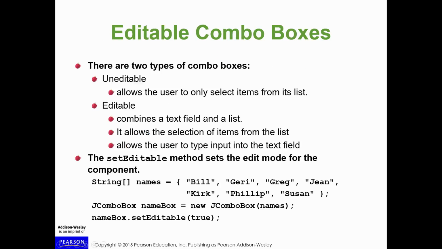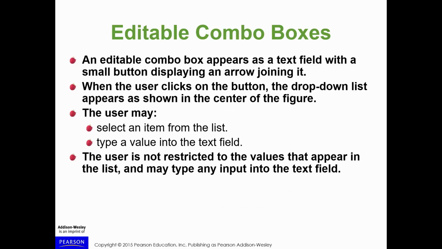All right. There's two types of combo boxes. Notice there's an uneditable one, which allows you only to select items from a list, and an editable one. The difference is with the editable one, as it says, it's a combination of a text field and a list, so you can select items from the list, but you can also enter a new value into the text field and have it go into the list.